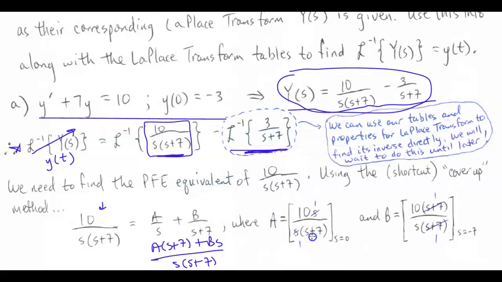So doing the cover up method here, we just basically say that A is going to be 10 divided by the denominator that A doesn't have, and then evaluating it at the value of S that makes the denominator that it does have go to 0. And B, same thing. B is going to be 10 divided by the denominator that it does not have, evaluated at the value of S that makes the denominator that it does have go to 0.